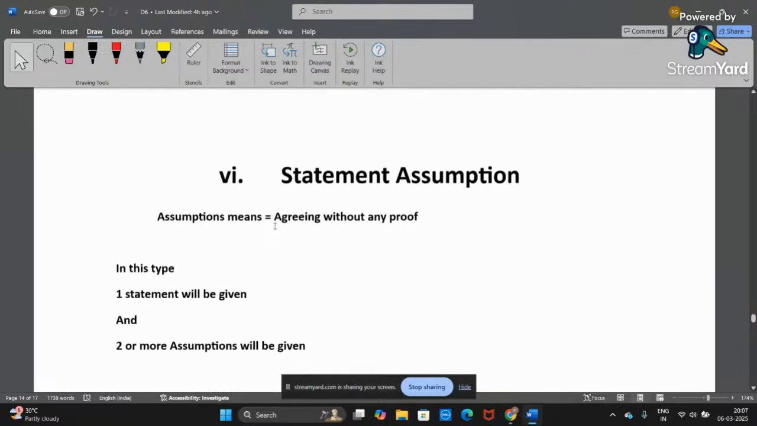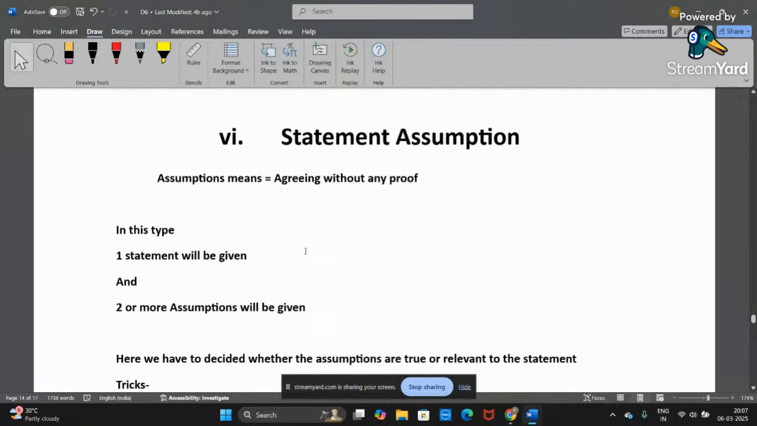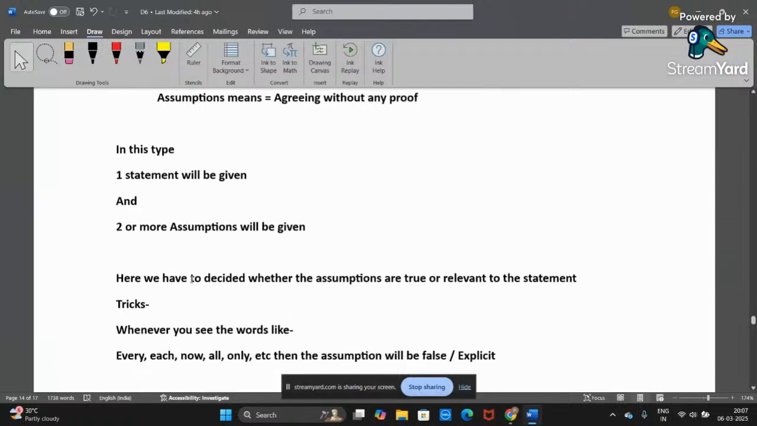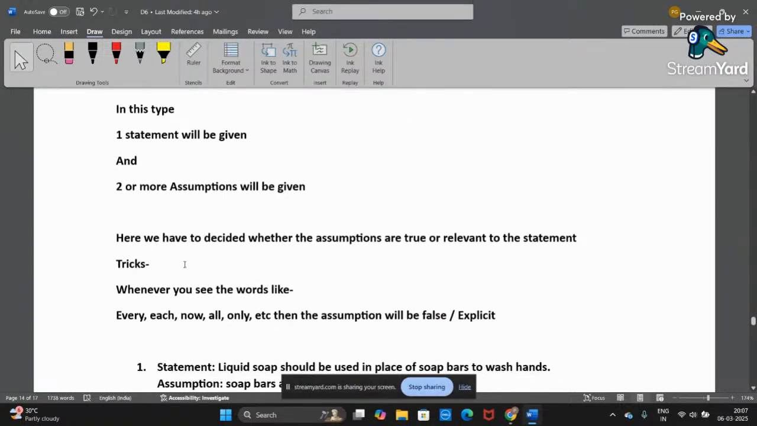In statement assumption, while reading the statement we are agreeing without any proof. If we agree without any proof, that is called an assumption. In this type, first they'll give a statement, then they'll give you two or more assumptions. In that we need to check whether the assumptions are right or wrong. We have small tricks in this. First, read it down. Here we have to decide whether assumptions are true or relevant to the statement.